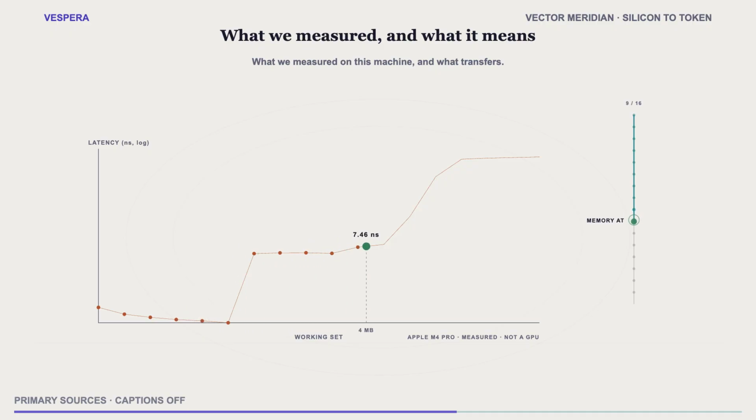For storage, we used an explicit flag to bypass the operating system's page cache. Without it, you measure DRAM and conclude triumphantly that SSDs are as fast as memory. With it, 6.3 gigabytes per second sequential and 21.8 microseconds for a random 4 kilobyte read.